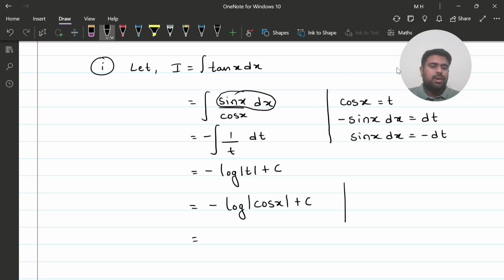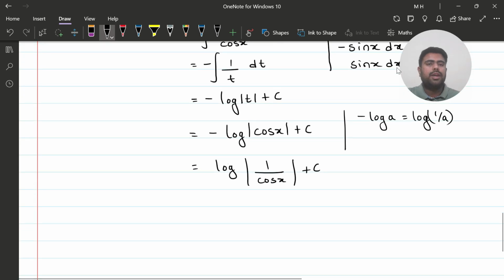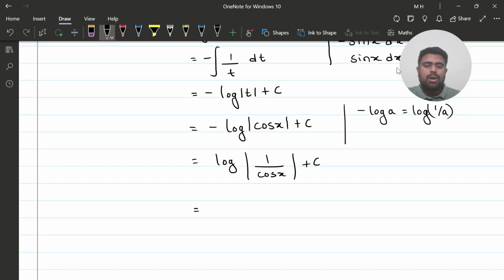What is the property of log? Minus log a can be written as log of 1 by a. That is the property that we have. So therefore, log mod 1 by cos x plus c. What is log of 1 by cos x? 1 by cos x is sec x, so that is log mod sec x plus c. So this is going to be the I.